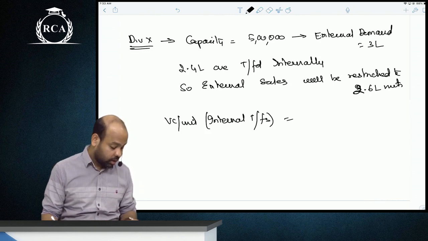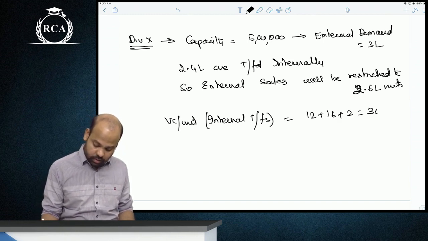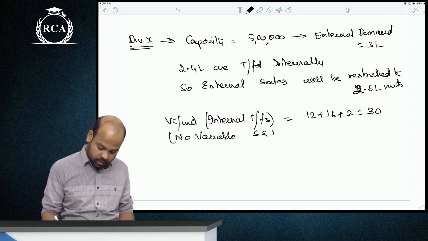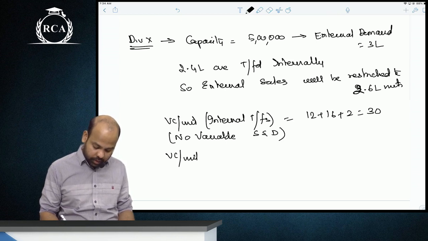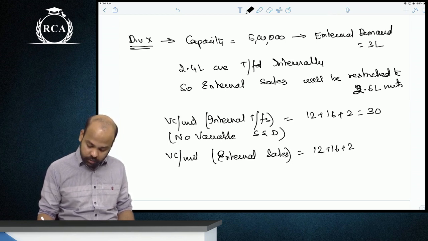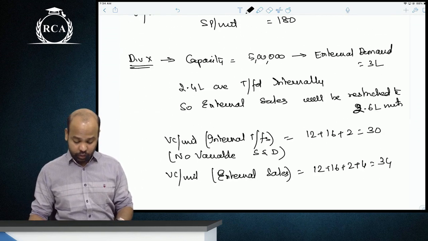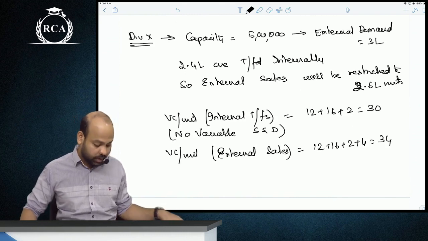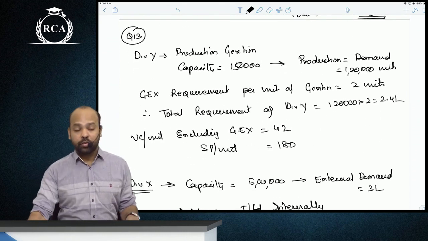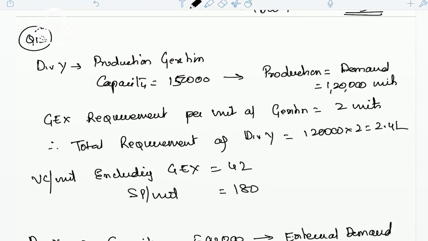If you look at the variable cost per unit of internal transfers, it will be 12 plus 16 plus 2, with no variable S&D. The variable cost per unit for external sales is ₹34. These are all the details that you need. Using these details we are going to arrive at profitability. Please write these given details properly.